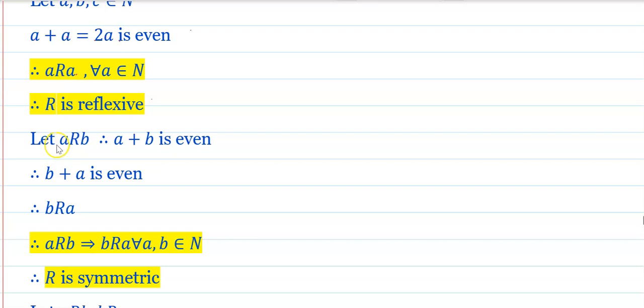Okay. Next, A R B means A plus B is even. B plus A is even. If A plus B is even, then B plus A is also even. As B plus A is even, we can write it like this, B R A.